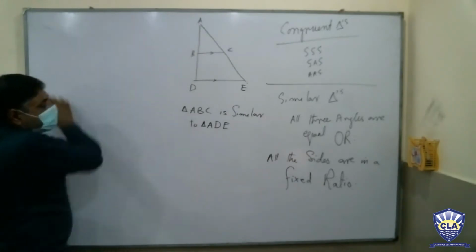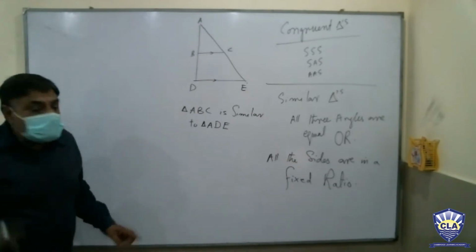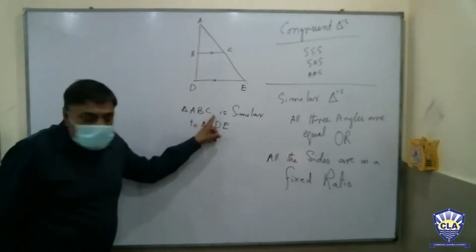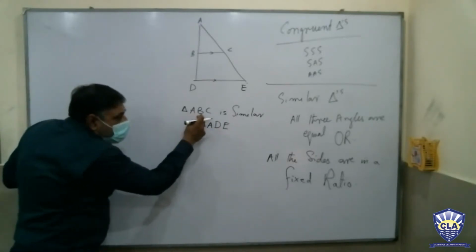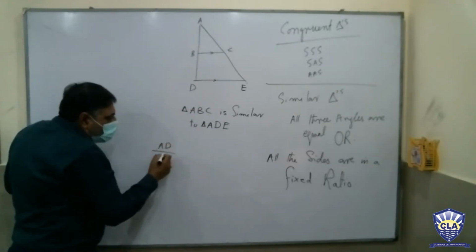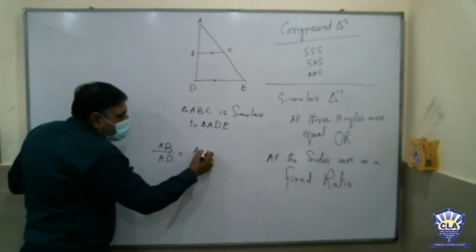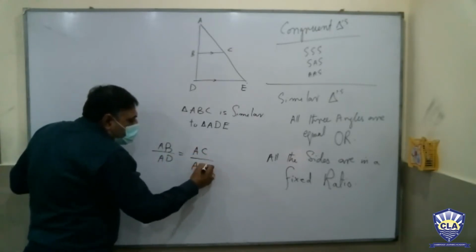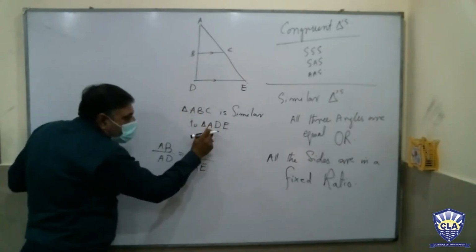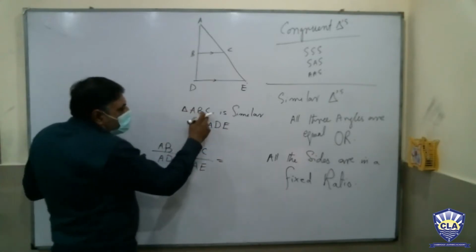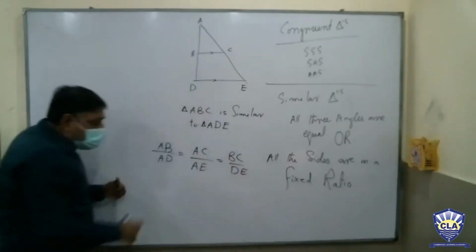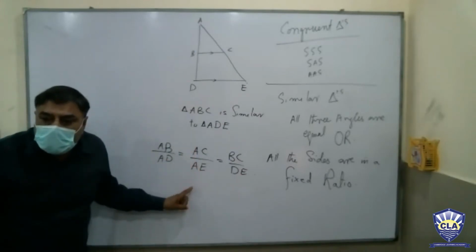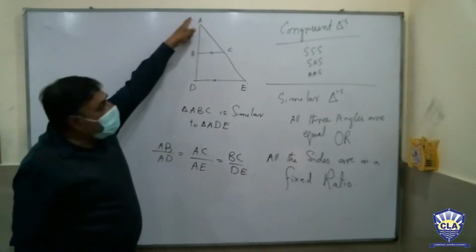Then, which one is similar? ABC is similar to ADE. Look at the sequence. AB over AD equals AC over AE equals BC over DE. It means that all the sides are in a fixed ratio. Side of this triangle and side of that triangle.